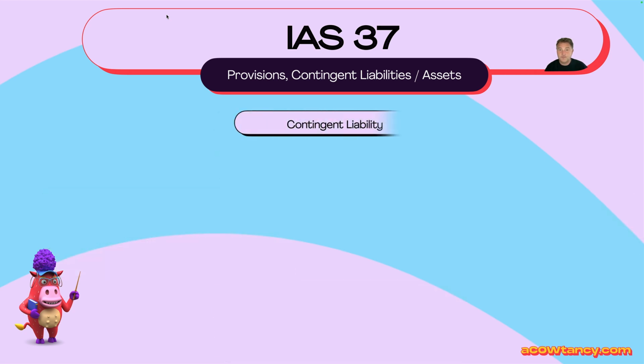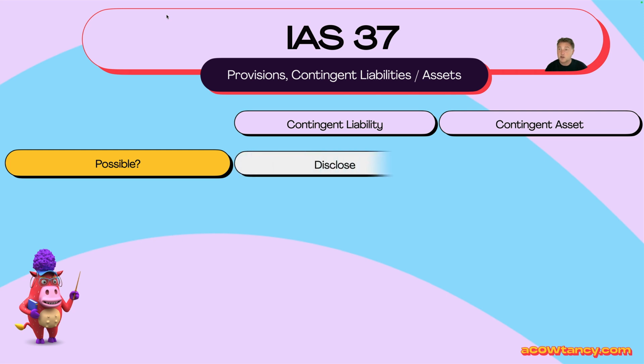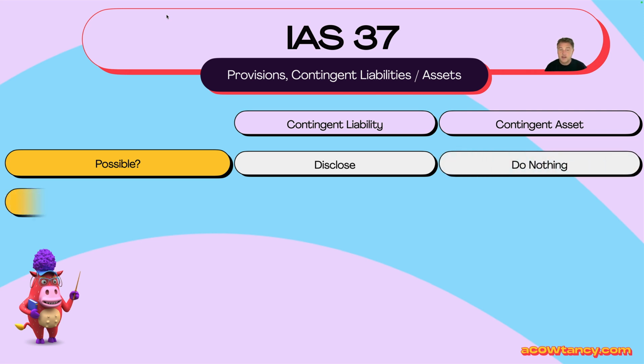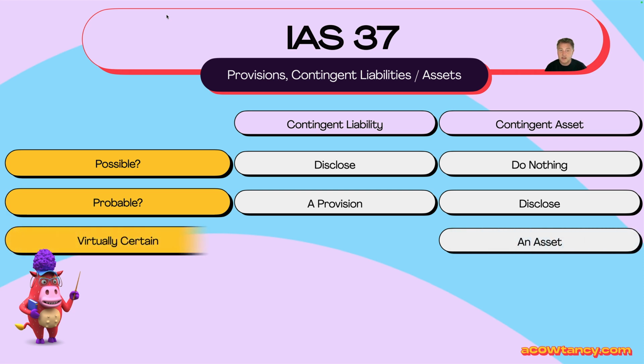Okay, moving on. Contingent liabilities and contingent assets, when something possibly might happen. So if it's possible, what you do with a contingent liability is you disclose it. When it's a contingent asset, we need to be a little bit more cautious, so we do nothing. If we're probably going to have to pay money, well, it's no longer a contingent liability, it's a provision. But with a contingent asset, if it's probable that we're likely to bring in money, then you just disclose it. You don't bring in the asset unless you're virtually certain.